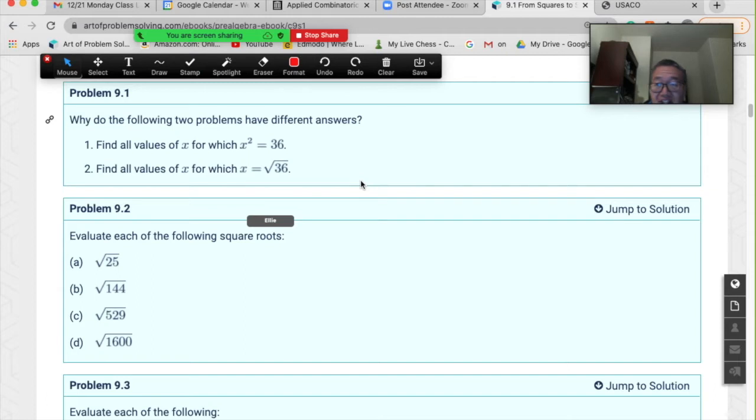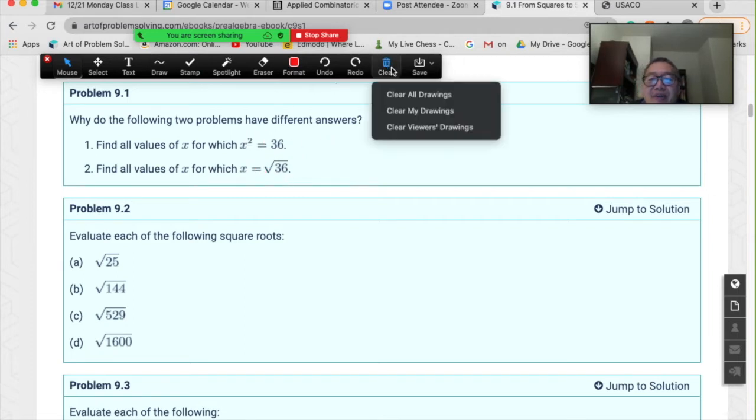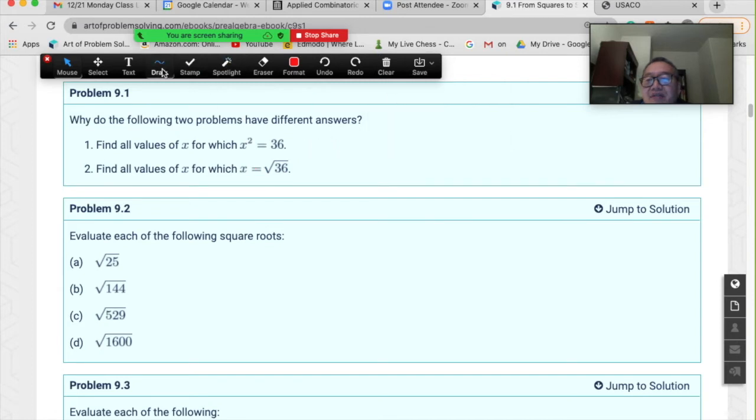So then the problem asks you, why do the following two problems have different answers? That means part 1 and part 2 have different answers. Say from this one you got x equals what? Part 1, you got 6. This one you also said the square root of 36 equals 6. So these two solutions are the same. That's not different. But they say, why do the following problems have different answers?